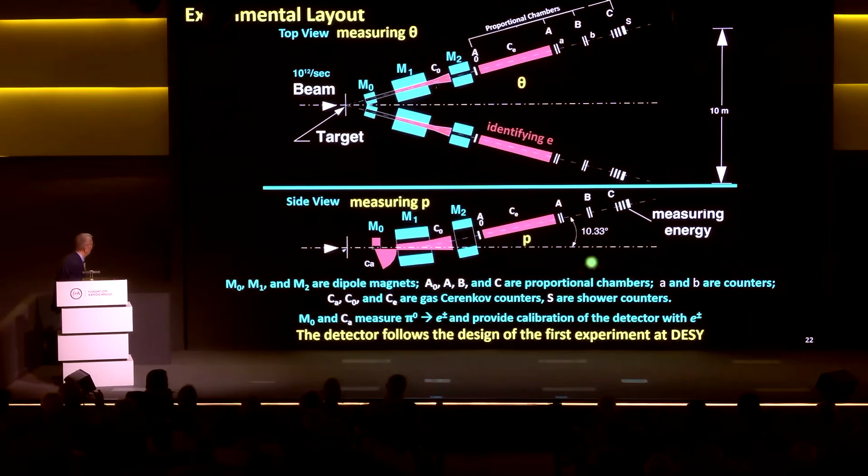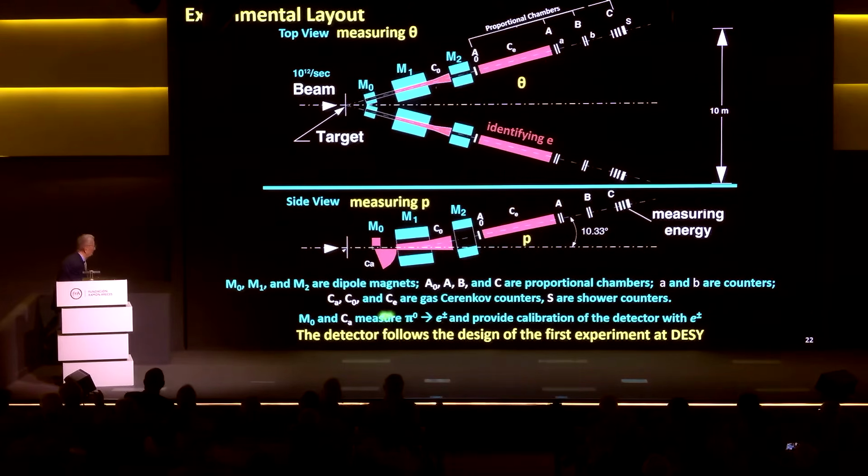So M0, M1, M2 are dipole magnets. Capital A0, A, B, C are proportional chambers. Small a, b are counters, and CA, C0, CE are gas Cherenkov counters, and S is the shower counters.